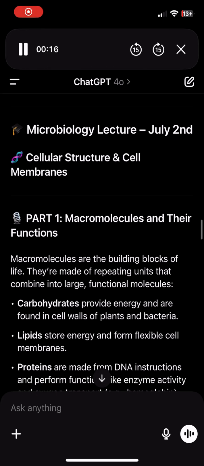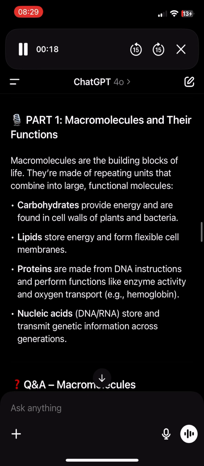and cell membranes. Part 1. Macromolecules and their functions. Macromolecules are the building blocks of life. They're made of repeating units that combine into large functional molecules. Carbohydrates provide energy and are found in cell walls of plants and bacteria.